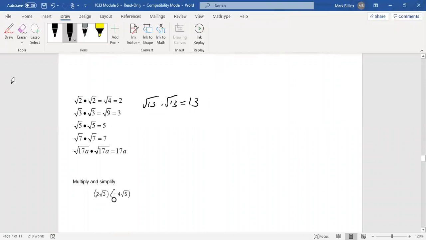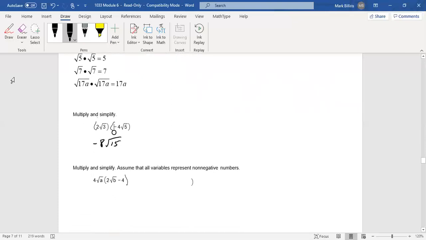So here we have 2 square roots of 3 times negative 4 square roots of 5. So as I said before, we'd multiply coefficient times coefficient. So 2 times negative 4 is negative 8. And the square root of 3 times the square root of 5 is the square root of 15. Now the square root of 15 doesn't have any perfect square factors with the exception of 1, the number 1. So therefore our answer is already in its simplified form. So our answer is just negative 8 square roots of 15.